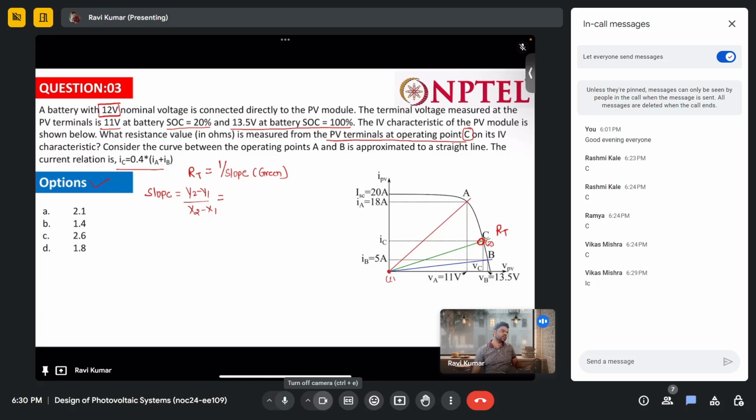IC. What is the value of IC? See, we already have a given relation. IC will be equal to 0.4 times (IA plus IB). So can you get IC from here? Yes, 9.2. So 9.2, y1 is 0. What about x2? X2 is our VC minus 0. So our slope is coming 9.2 divided by VC.